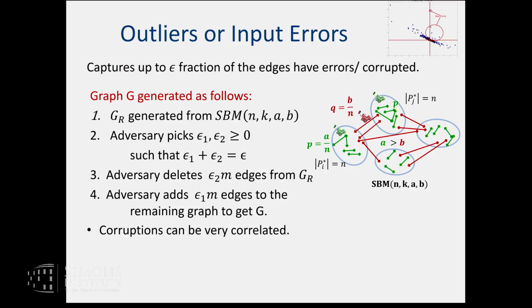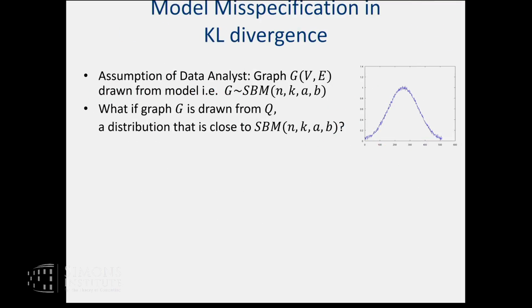Okay, so this is how you'd capture corruption. We capture corruptions. And then the second thing is about model misspecification. Here, this is related to how a maximum likelihood estimator finds the best fit model in KL divergence. So we ask, what if the graph didn't come exactly from a stochastic block model, but it came from any distribution that's close to a stochastic block model in KL divergence?